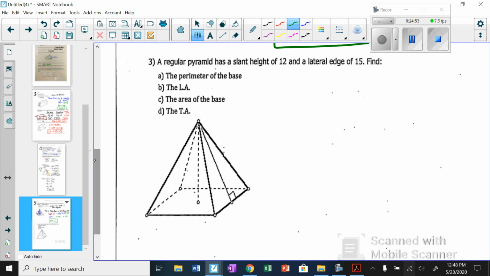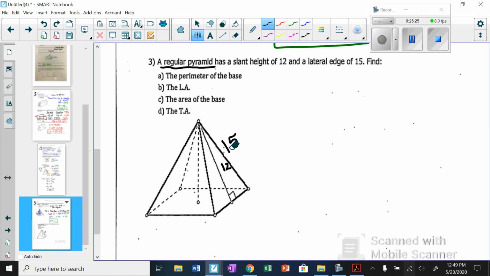Okay, so the regular pyramid has a slant height of 12, a lateral edge of 15. Find all of this stuff. This is what I want you to do all by yourself. Pause me and then come back to watch. So it says that we are a regular pyramid. It has a slant height of 12, a lateral edge of 15. Find the perimeter of the base, the lateral area, the area of the base, and then the total area.